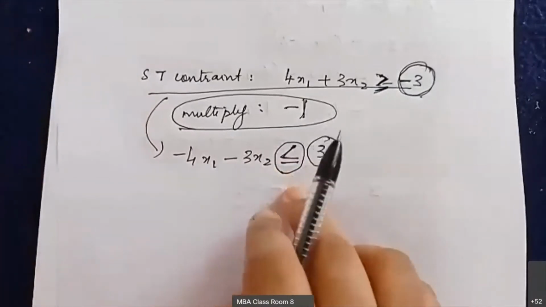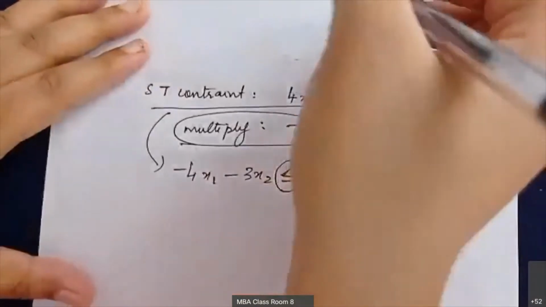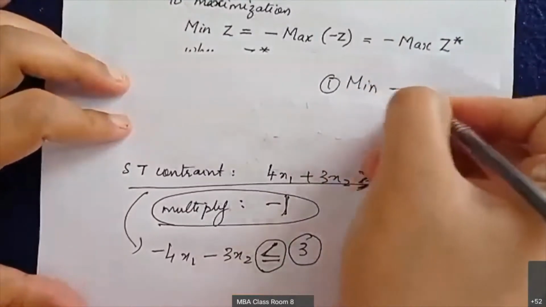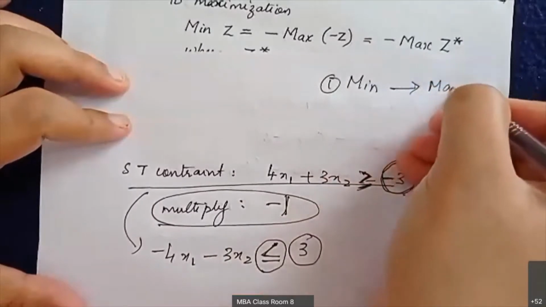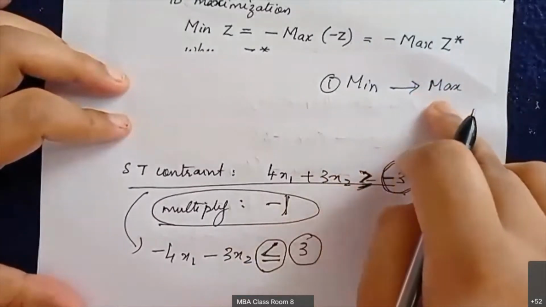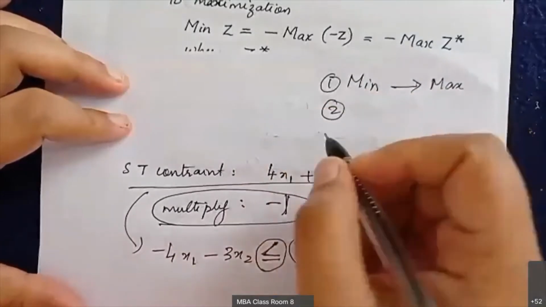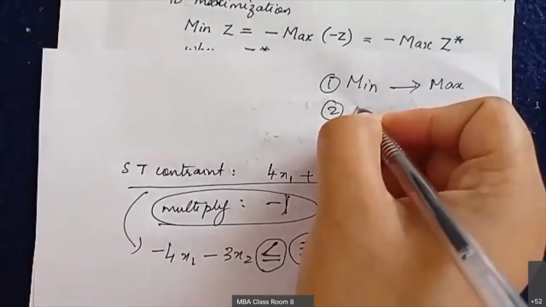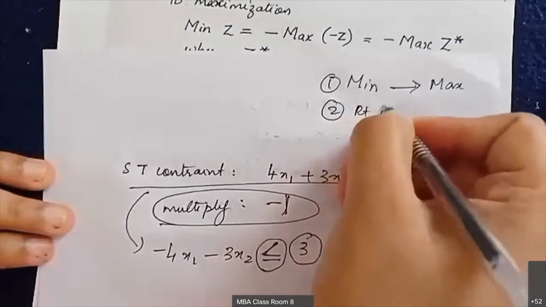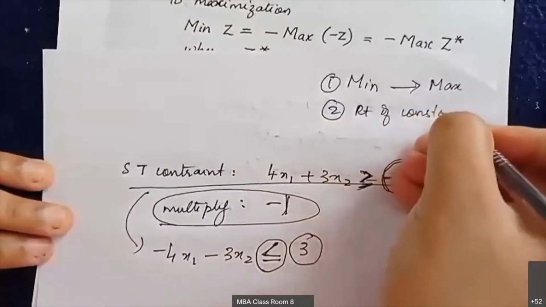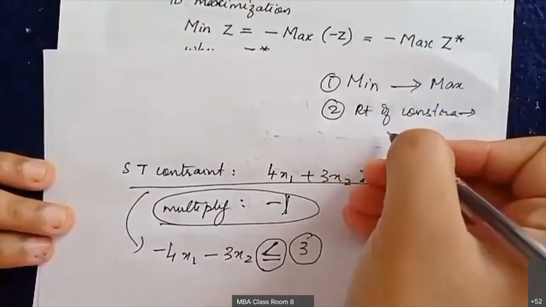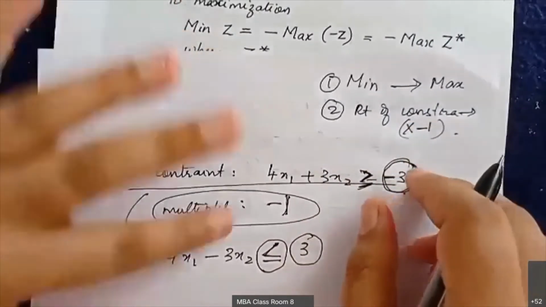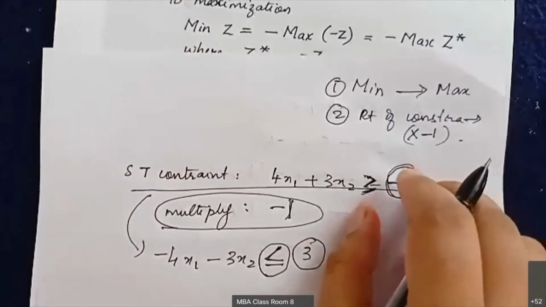Is it clear? So the first thing you have to check when you are looking at an LPP is whether it is a minimization problem. If it is, we convert it into a maximization problem by multiplying with negative 1. Second, you have to check if the right-hand side of the constraints is a negative number. If it is, you have to convert it into a positive number. How do we do that? By multiplying both sides with negative 1. These are the first two steps that you have to take care of.